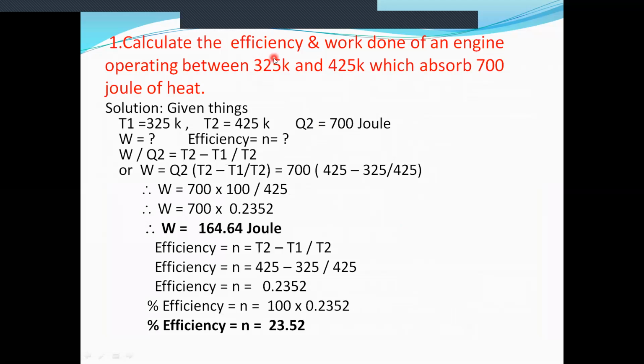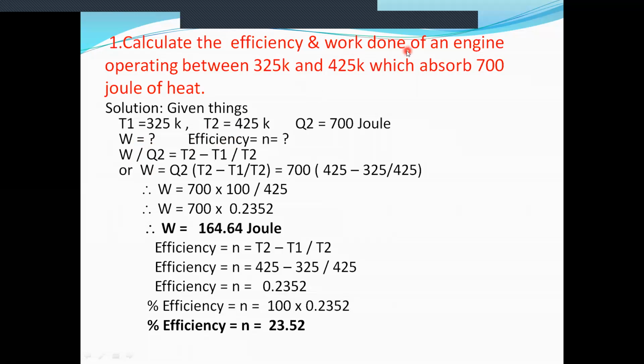Now the first problem: calculate the efficiency and work done of an engine operating between 325 degree Kelvin and 425 degree Kelvin, which absorbs 700 joule of heat. So this is the problem. I will repeat the problem again: calculate the efficiency and work done. यानी इसमें आपको efficiency ईटा मालूम करना है, और दूसरा work done, that is W मालूम करना है. We have to calculate efficiency, that is eta, and W.